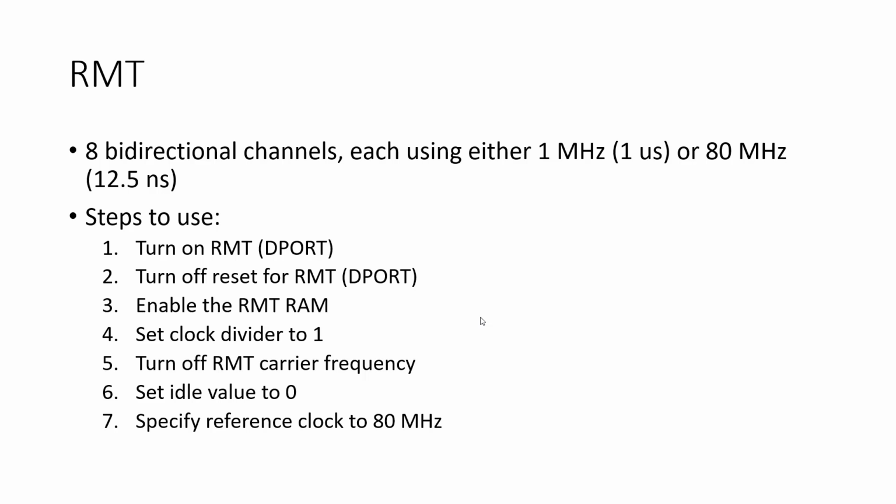So you enable it. By the way, the exact address and all that stuff is in the lab sheet. This is just an abstract overview. All the details are in the lab sheet. Okay, then there's a clock divider. So remember that the 80 megahertz clock gives you 12.5 nanoseconds of resolution, but that might be too much.